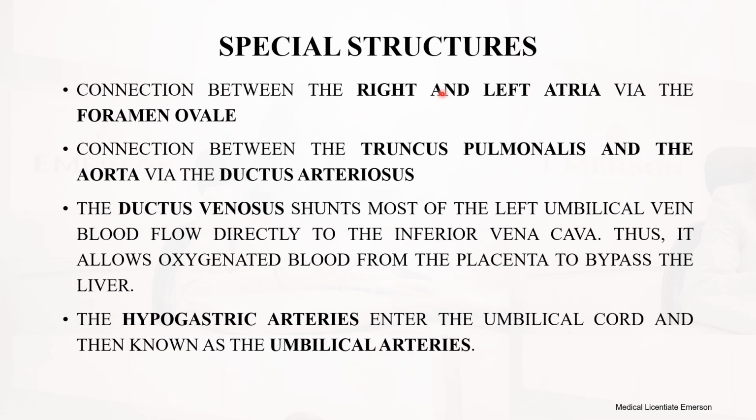And then the special structures. So we have a connection between the right and the left atria via the foramen ovale, and the connection between the truncus pulmonalis and the aorta via the ductus arteriosus. Then the ductus venosus shunts most of the left umbilical vein blood flow directly to the inferior vena cava. Thus, it allows the oxygenated blood from the placenta to bypass the liver. Then you have the hypogastric arteries, which enter the umbilical cord and are then known as the umbilical arteries.